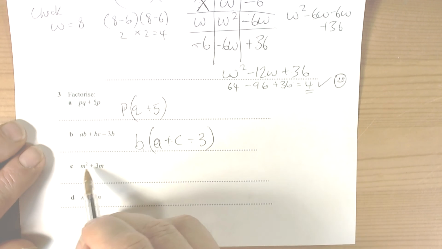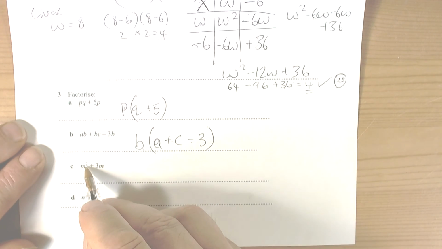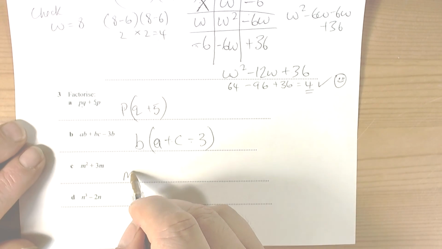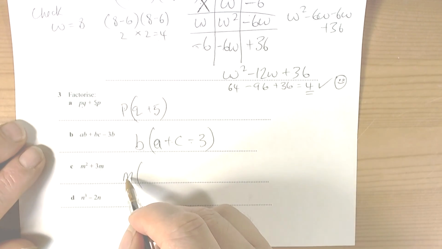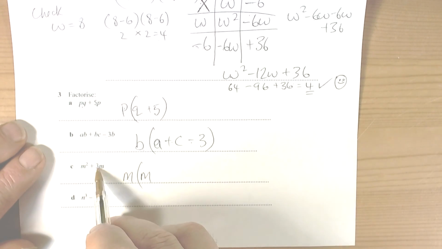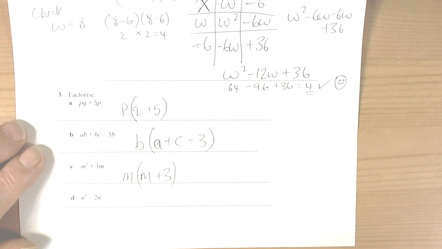Okay, so we look at this one and we can see that m goes into both of these, so not m squared, because this doesn't have a squared term, so it'll just be m as the highest power of m, from m squared and m. What do I multiply m by to give me m squared? Well, m. And what do I multiply m by to give me 3m? 3, positive 3, so we'll plus 3 there.